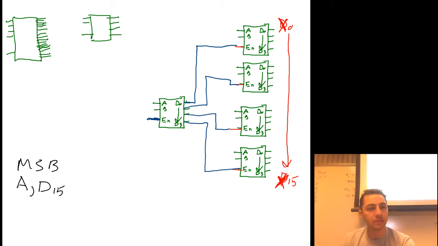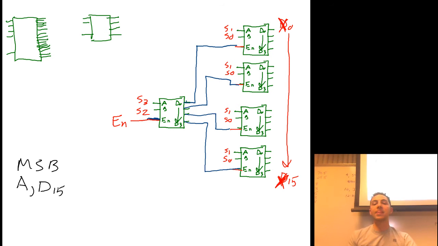With that in mind, I'm going to hook up S3 and S2. Over here in parallel, I'm going to hook up S1, S1, S1, S1 to the A inputs, and S0 to the B inputs. That's it. I would probably say that I have an enable input going into this, and that's my device.